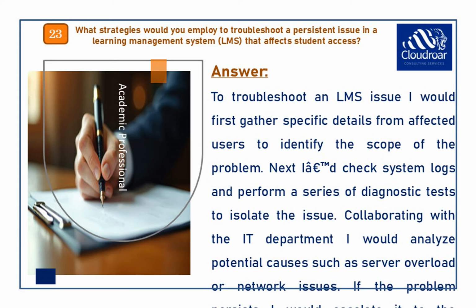Question 23. What strategies would you employ to troubleshoot a persistent issue in a learning management system, LMS, that affects student access? To troubleshoot an LMS issue, I would first gather specific details from affected users to identify the scope of the problem. Next, I'd check system logs and perform a series of diagnostic tests to isolate the issue. Collaborating with the IT department, I would analyze potential causes, such as server overload or network issues.